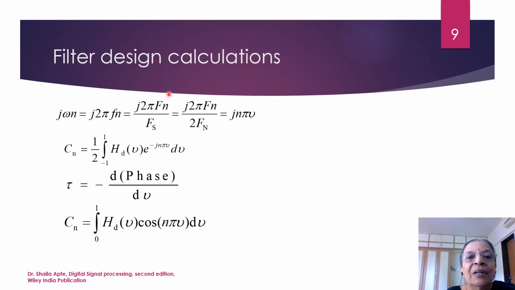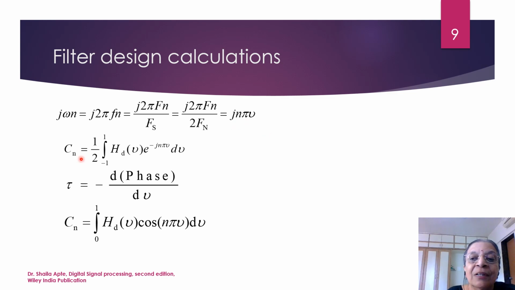Now let us see how the filter design will be done. We write j omega n as j 2 pi fn, where f is the corresponding frequency. I write this frequency f as the analog frequency divided by the sampling frequency. What is the sampling frequency? It is twice the Nyquist frequency. So these two will cancel and I'll get j pi n times the analog frequency f divided by fn. F upon fn is nothing but the normalized frequency, which I represent by the letter nu. So it is j n pi nu.